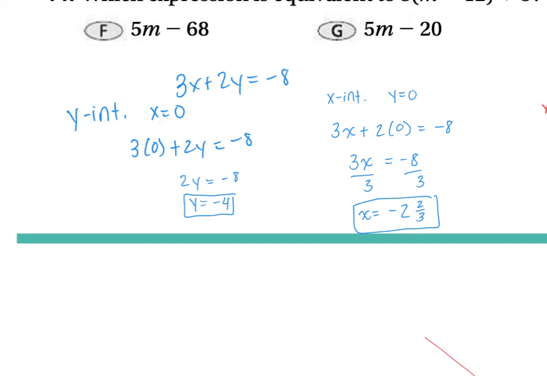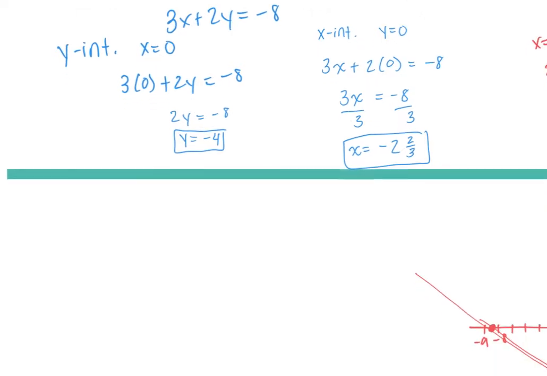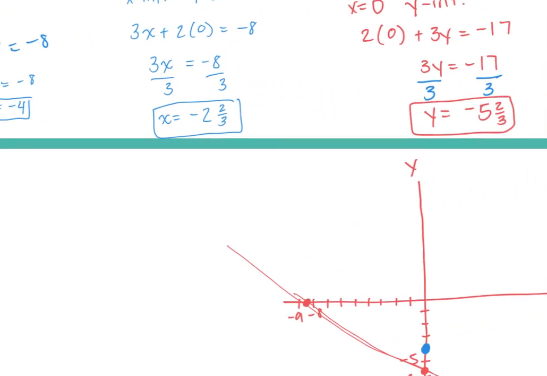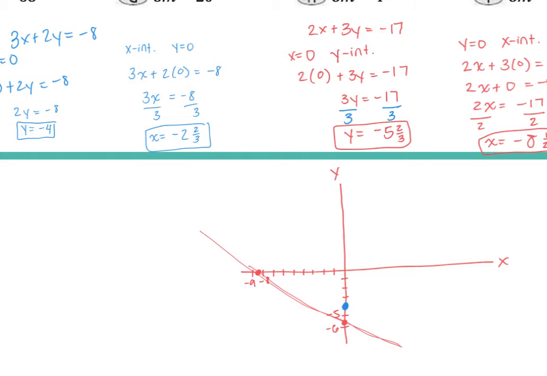So -2 and 2/3. Okay, so let's find that x-intercept. Our x-intercept is at -2 and 2/3. That's going to be right here. So let's just go ahead and draw a line through those 2 points. Kind of like that.